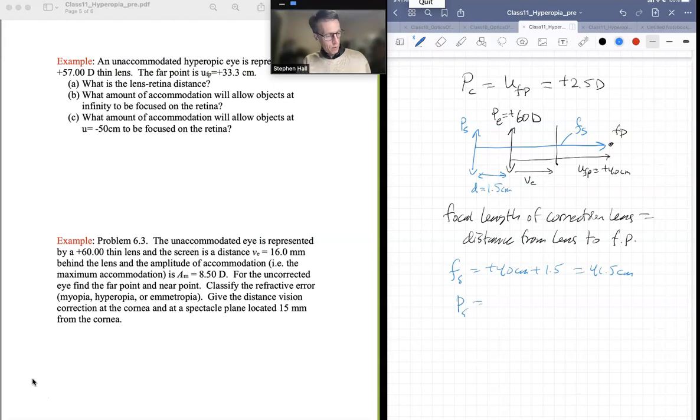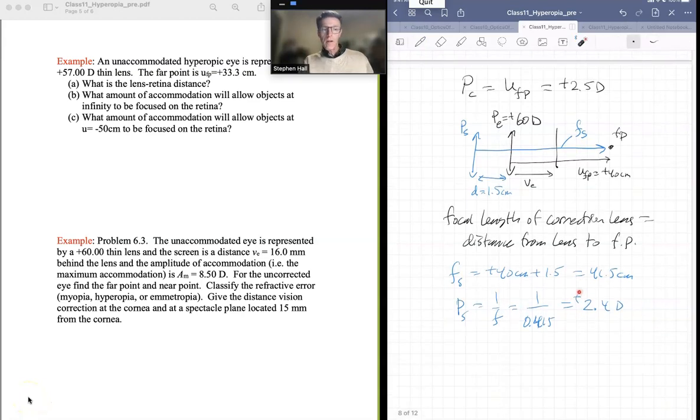And so then the power of the spectacle is just 1 over the focal length, so 1 over 0.415, 2.4 diopters. Now, plus, right? So I'm figuring out how big this length was, what the focal length was, just by looking at my picture. From the picture, I can see that the distance measured from the spectacle lens to the far point is a positive quantity. And that goes along with this sign here, which is also consistent with a hyperope. We know this is a hyperopic eye, so we need to correct it with a positive lens. So that's where that sign comes from.